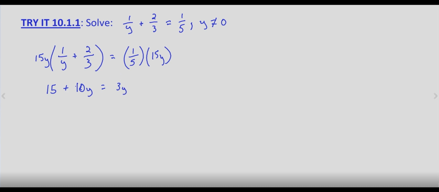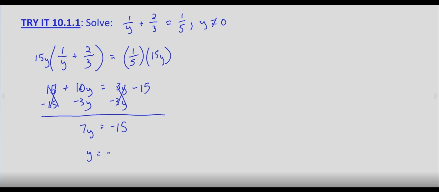So we move our variable terms to the left, our constant to the right, so we subtract 3y from both sides, and then subtract 15 from both sides. I'm combining a couple steps there. So the 15s cancel on the left-hand side. 10y minus 3y is 7y. 3y minus 3y is 0. So 7y equals negative 15. Then dividing both sides by 7, we get y equals negative 15 sevenths.